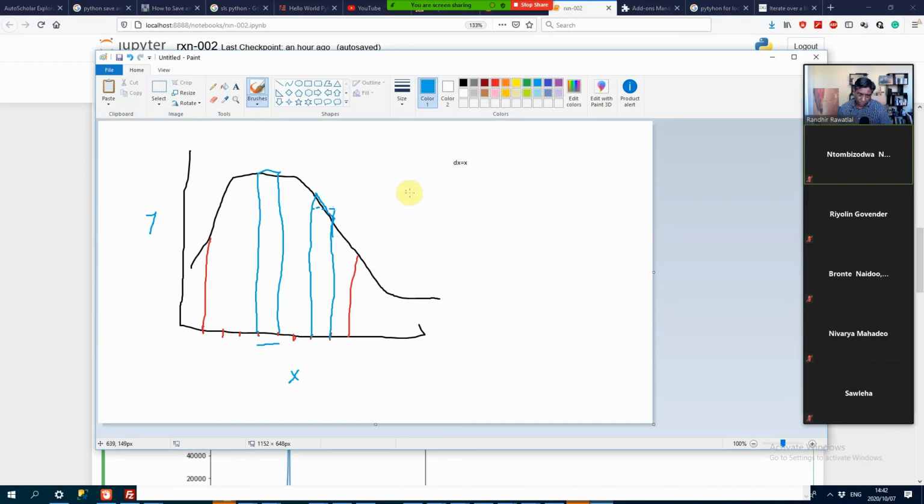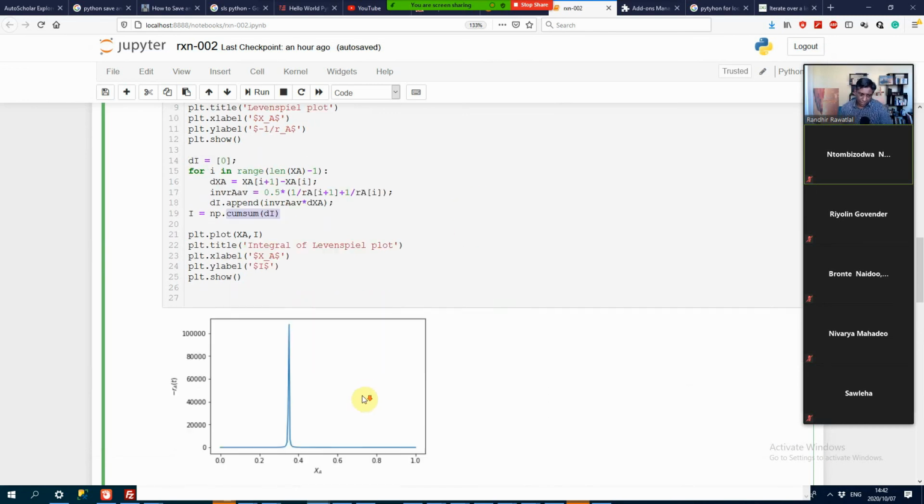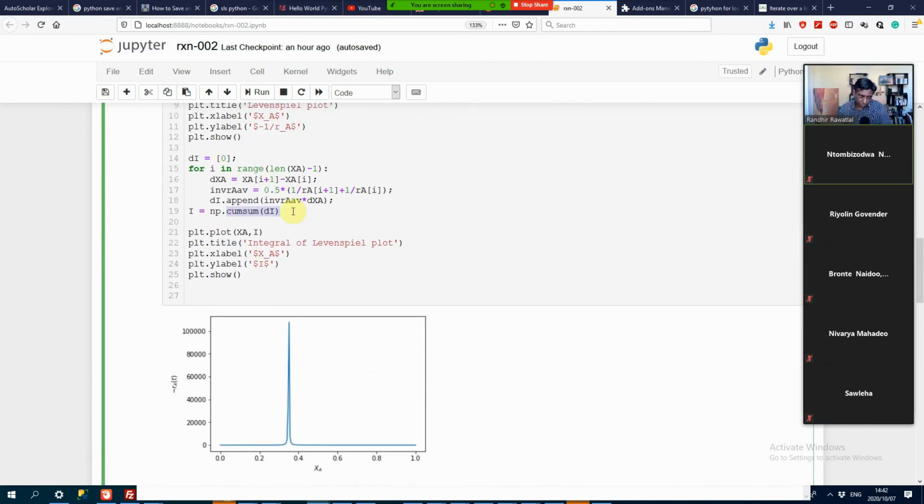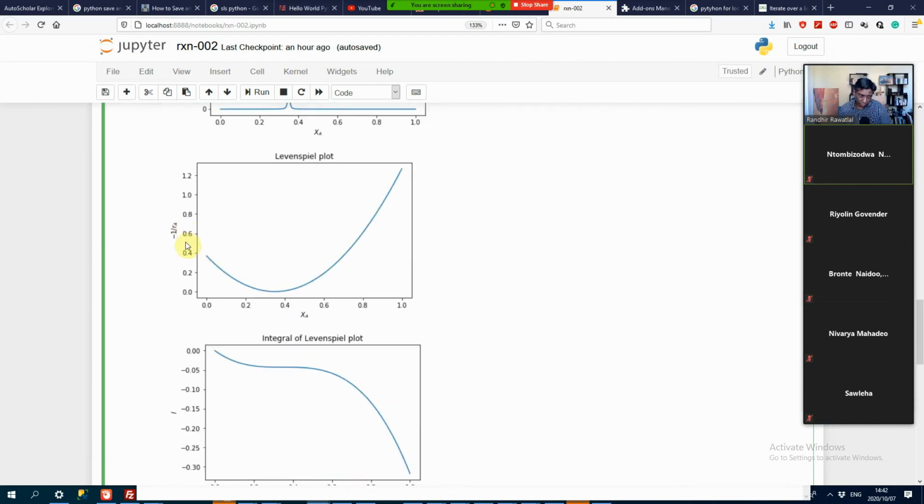so we are taking the cumulative integral. That means we work out the contribution from each of these little pieces. So we add them up progressively, and that's what I'm doing here. I'm working out I, which is the cumulative integral of all these pieces. And so that's giving me the integral under 1 over RA.